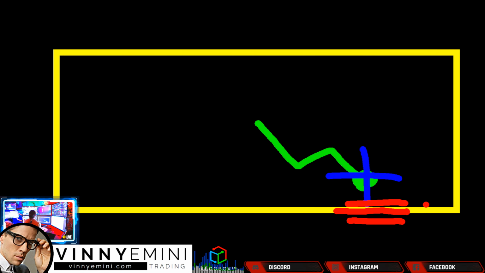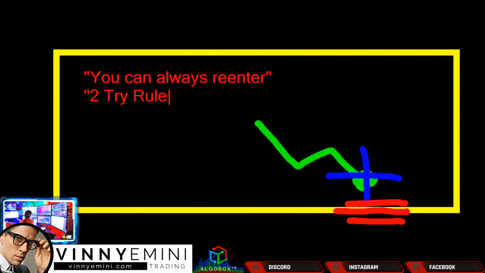Remember, what do we think about as soon as I'm entering into a trade? First thoughts. Let's talk about what are first thoughts. Vinny's isms, right? The first things that should be on your mind. You can always re-enter, right? 2 try rule. +1 on re-entry. These are the 3 things in your mind that should give you confidence that, you know what, I can just put my stop there.